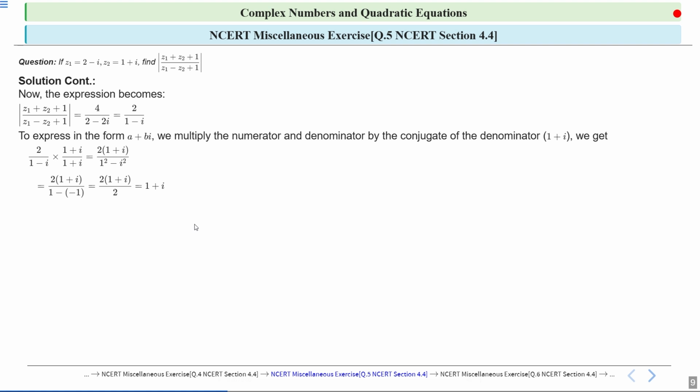So now we have the complex number in standard form. Next, we need to find the modulus of 1 + i. Remember, the modulus of a complex number a + bi is the square root of a squared plus b squared. Here a is 1 and b is 1 also. So the modulus is the square root of 1 squared plus 1 squared, which is the square root of 2.